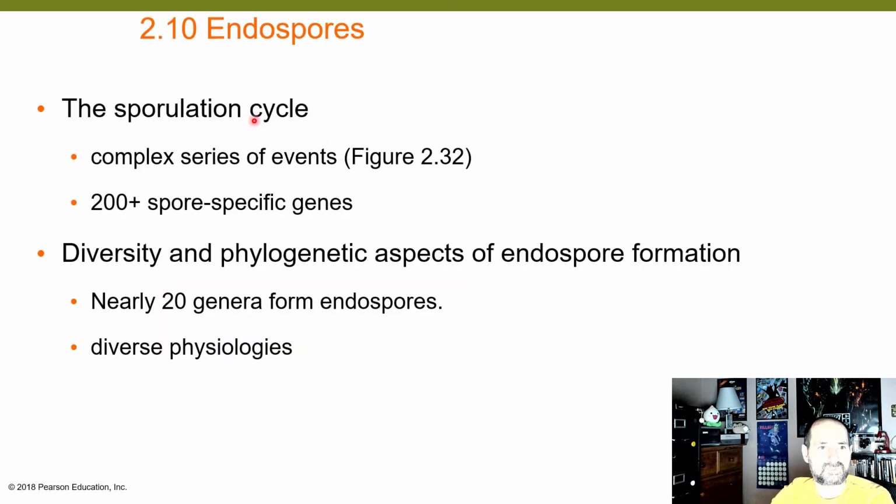Again, the sporulation cycle that I just went over with you is a complex series of events. 200 plus spore-specific genes are involved in this process. Again, not many bacterium can form endospores. Two main genera form endospores, Bacillus and Clostridium. There are a handful of other genera that can form endospores, but the main ones are Bacillus and Clostridium.